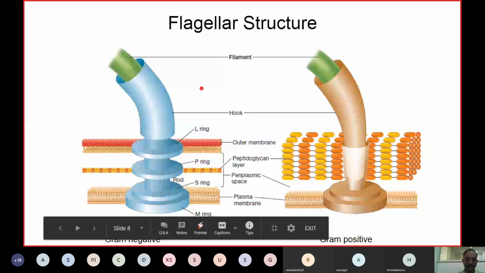And you can see this diameter is 20 to 22 nanometers. So in gram negative bacteria, four rings are present, L, P, S, M, followed by the hook, followed by the filament, while only two rings are present in gram positive bacteria. So there is a difference in structural organization.